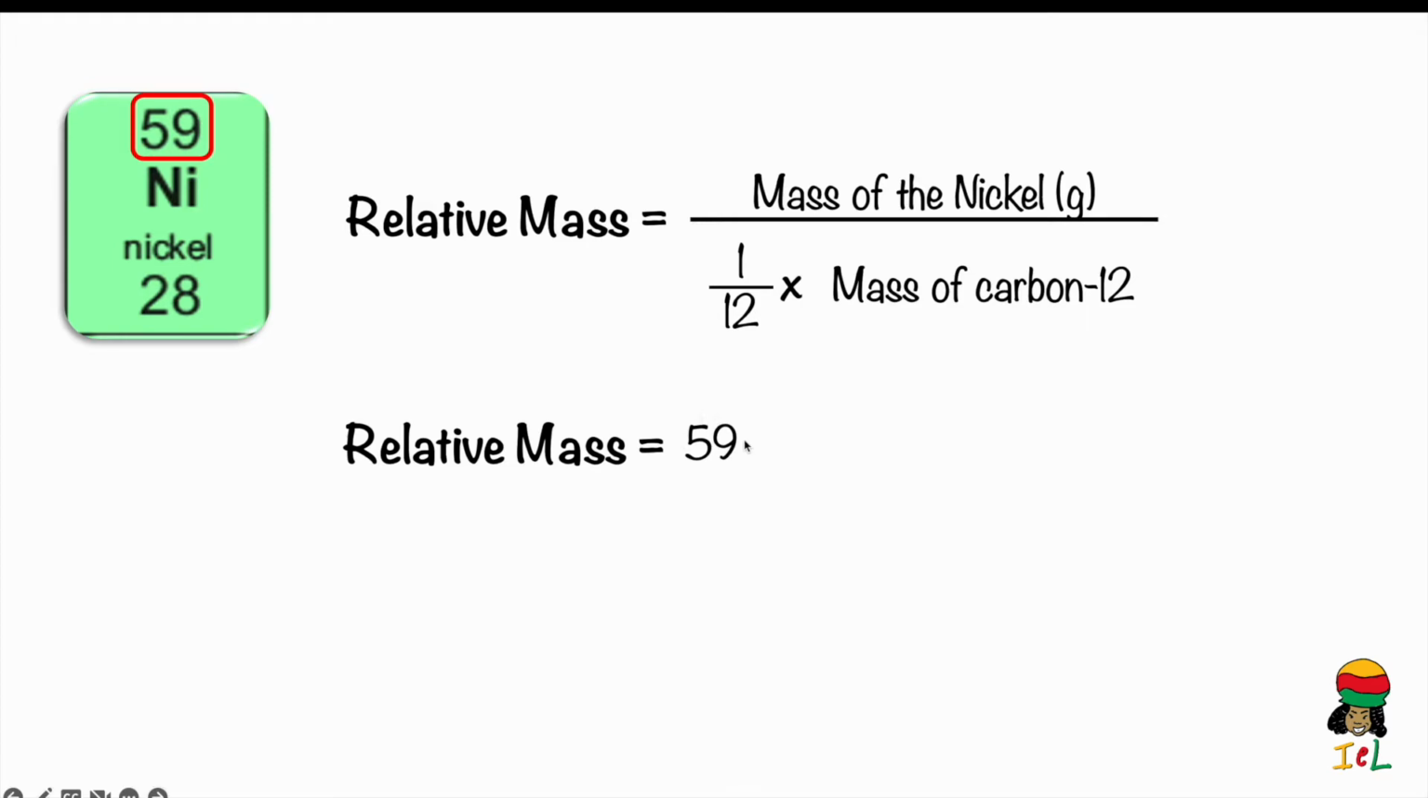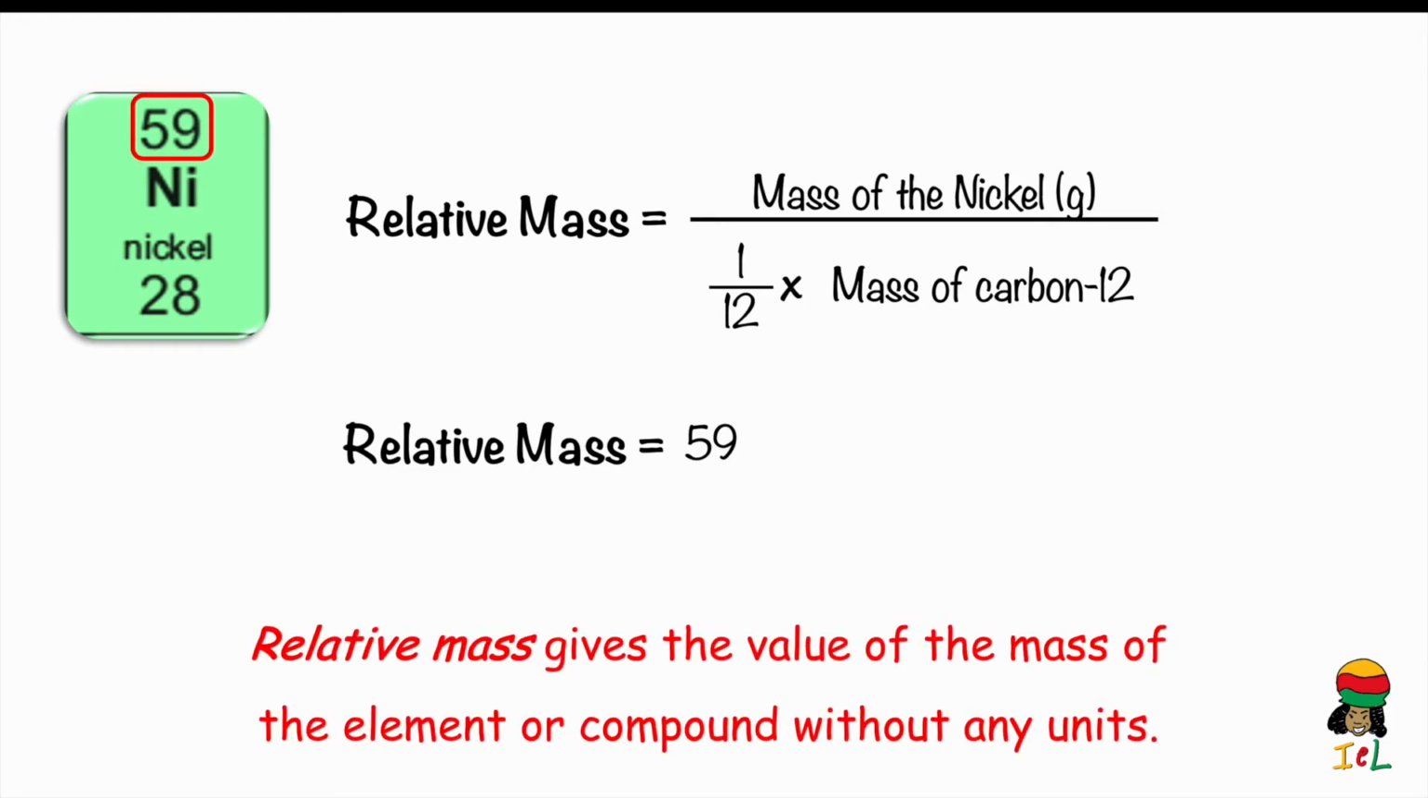You may have already noticed that the relative mass of nickel, which we are finding, is actually the same as its atomic mass or the mass number given on the periodic table for this element nickel. Therefore, we can conclude that the relative mass of an element or a compound is simply the value of the mass of the specific element or compound without any units. So when you see the word relative, as in relative mass, it means it has no units for mass. So it's just the value without any units.